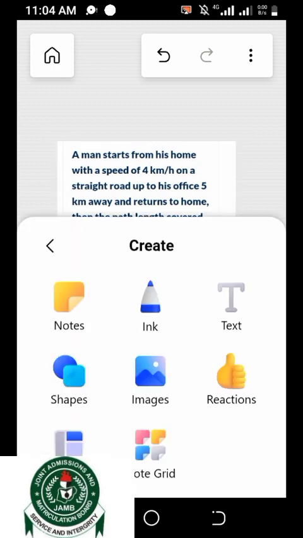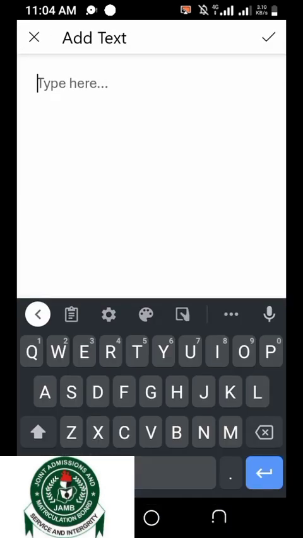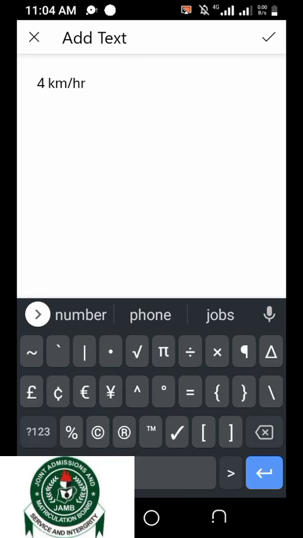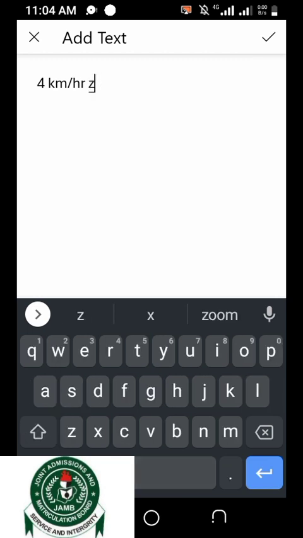Let's check it. So 4 kilometers per hour times time. Distance is speed times time. So times remember we are using speed times time, so times this. So we'll be left with 4 kilometers, right, as the distance.